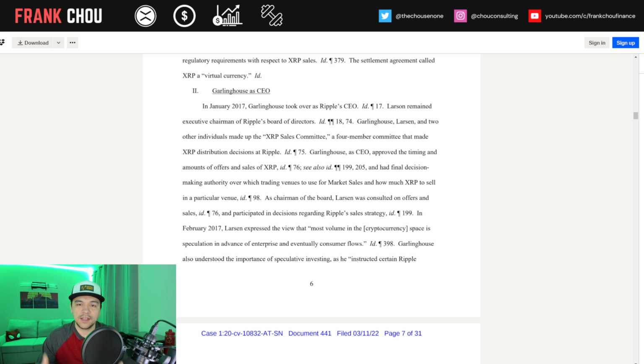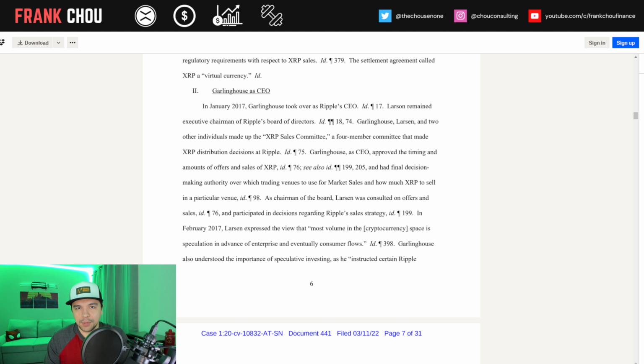It's important that that gets called out in this document, and it's pointed out at this point in time, prior to Garlinghouse taking over as CEO. And so these actions that they took were based on the assumption that this settlement was indeed accurate and would apply across other government agencies, that XRP is a virtual currency versus being a security.